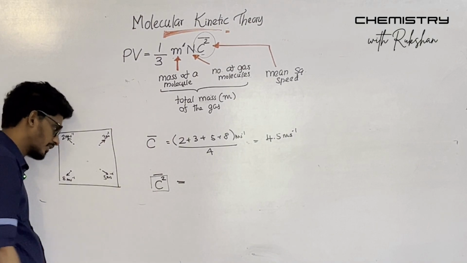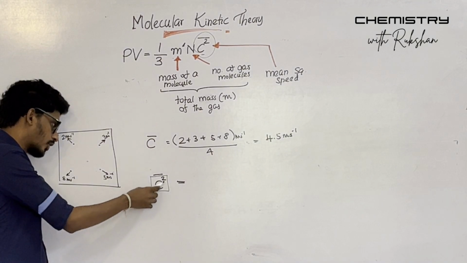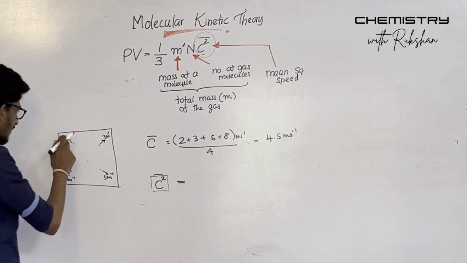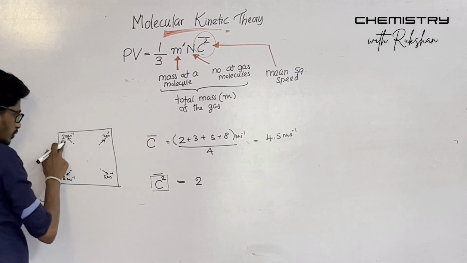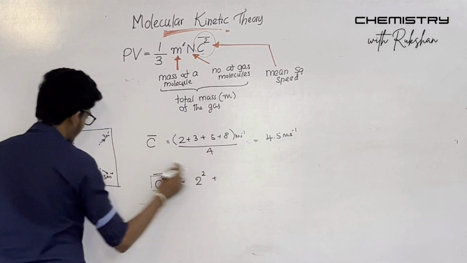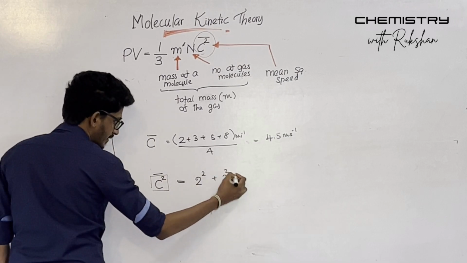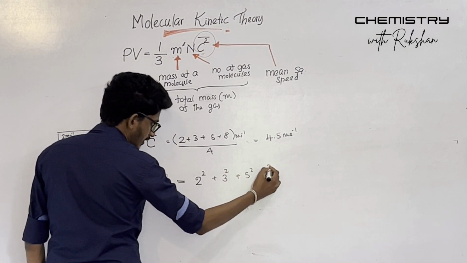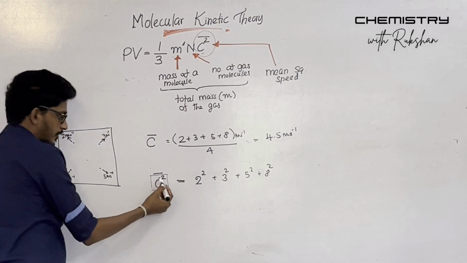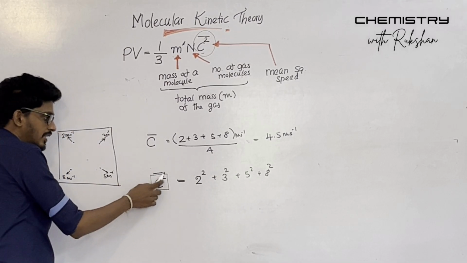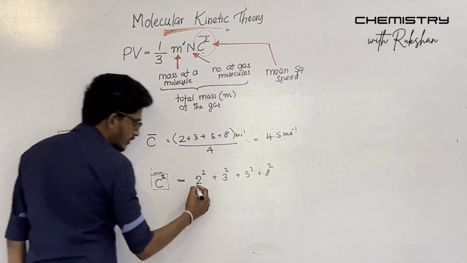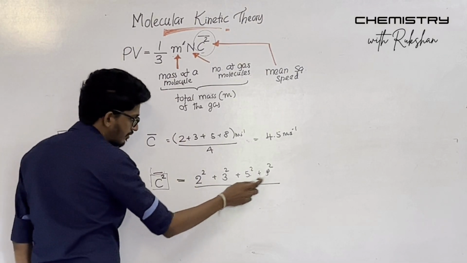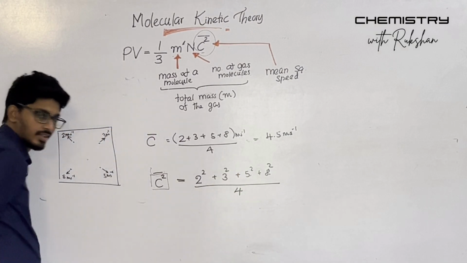Mean square speed means first take the square value of these speeds and then take the mean. Like this. See, one particle is with 2 ms minus 1 speed, it is squared. And 3 squared. Take the square values of these speeds. 5 squared and 8 squared. Square values are taken. Then take the mean. Mean means you have to divide the value by the number of entities you have used. 1, 2, 3, 4. This is mean square speed.